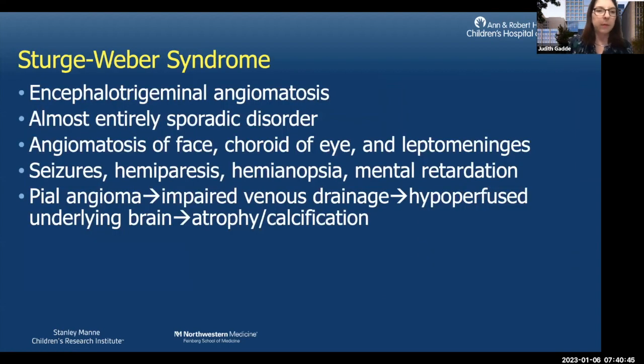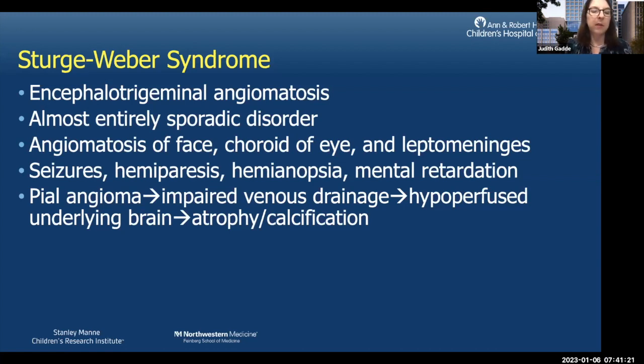Then we have Sturge-Weber Syndrome, which I actually like the other name of Sturge-Weber Syndrome because it's not an eponym and it tells you exactly what the pathophysiology is, which can help you understand. So it's actually also called encephalotrigeminal angiomatosis. It's almost entirely sporadic, and it's really just angiomatosis of the face. So that is that port wine stain that they get. They also can have angiomas in the choroid of their eye and leptomeninges.